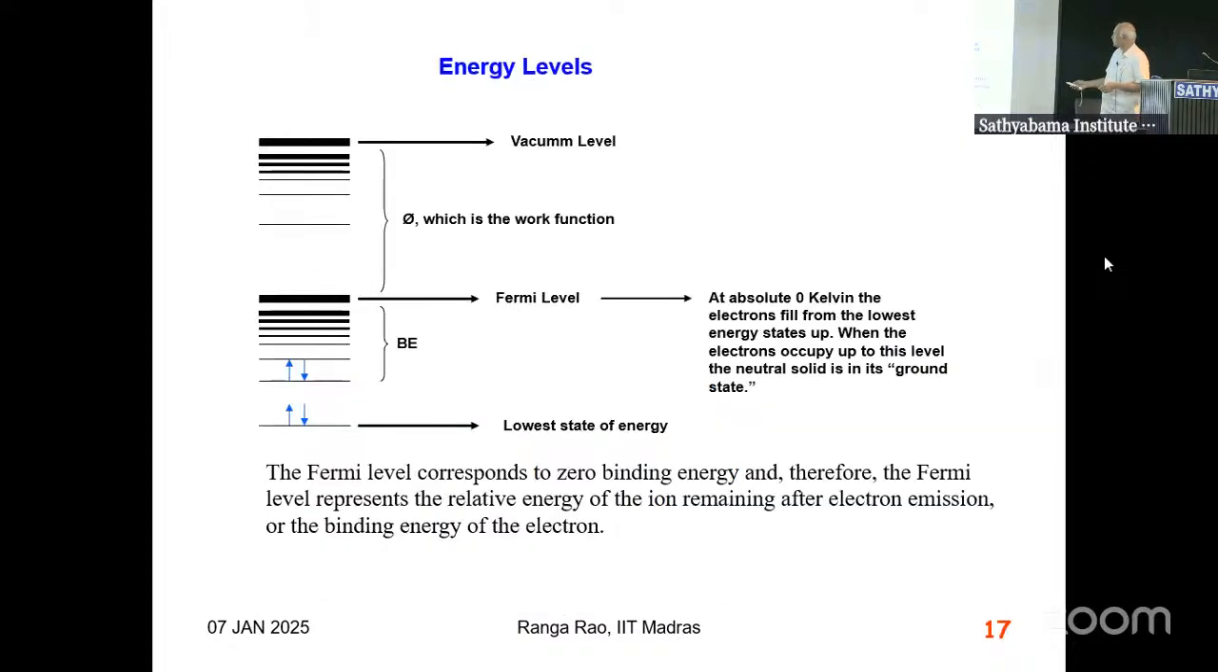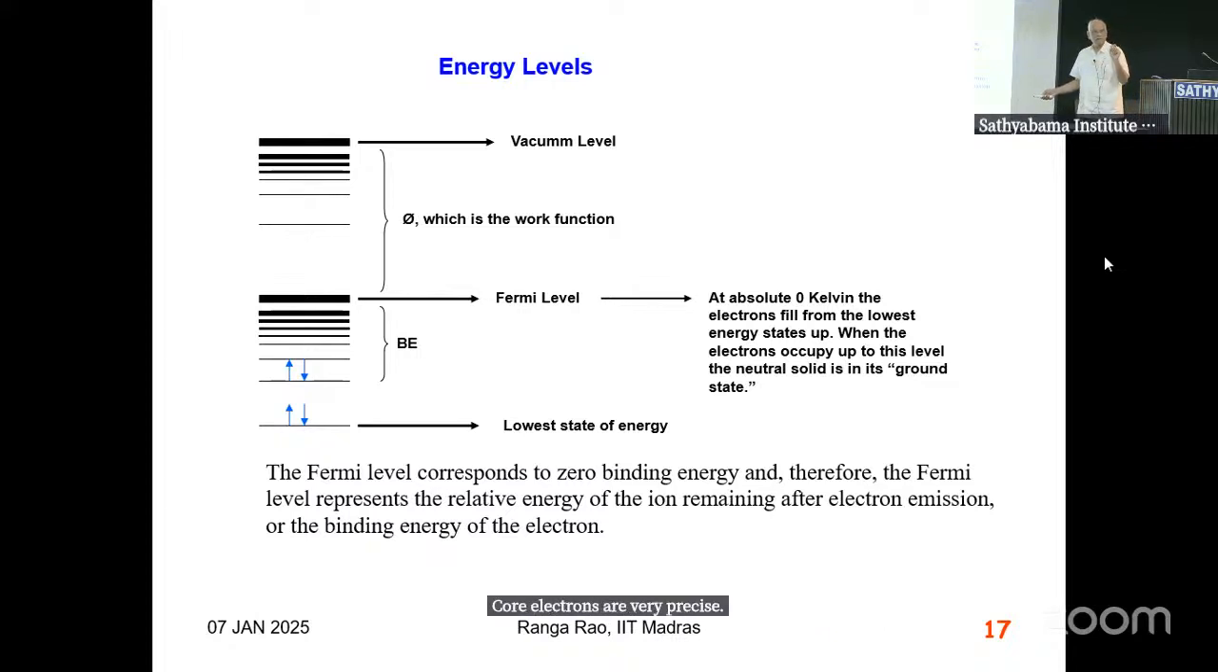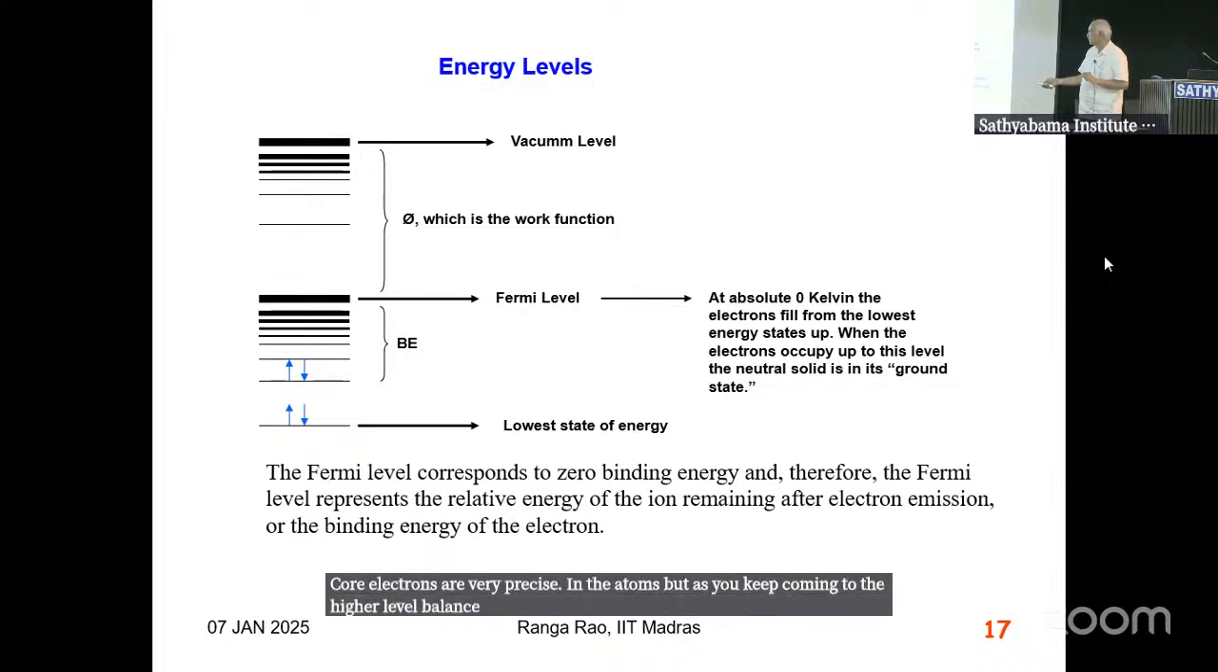Yeah. Now let's come to here again. Energy levels. Since we have been talking about energy levels, as earlier I showed you, these are all core electrons. As you keep going up, let us take this as a metallic sample. Core electrons are very precise in the atoms. But as you keep coming to the higher level, the valence level, you start seeing the bands here, the band structure.